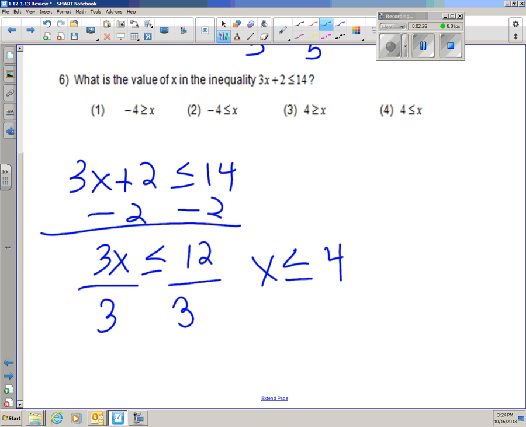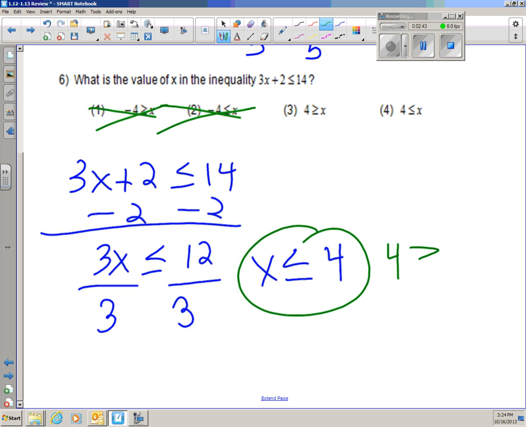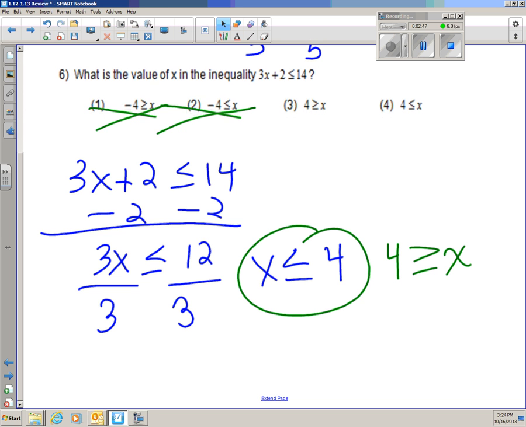If I look at my answer choices, I can see that the first two choices have a -4, so those are out. The answer choices are not written with the variable on the left-hand side, so let's see if I can figure this out. If x is less than or equal to 4, then 4 must be greater than or equal to x. Understand that I have not reversed the inequality symbol.